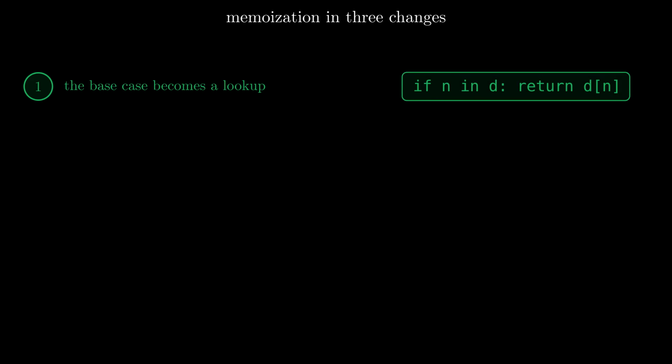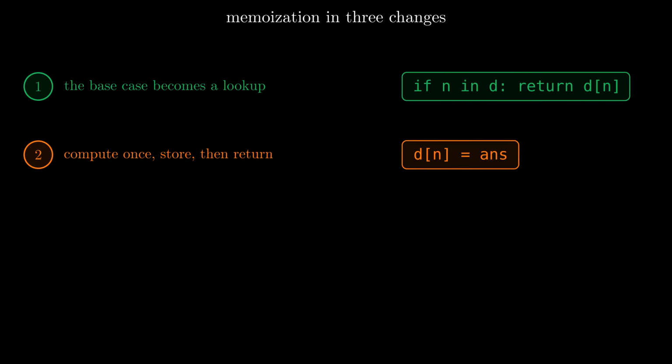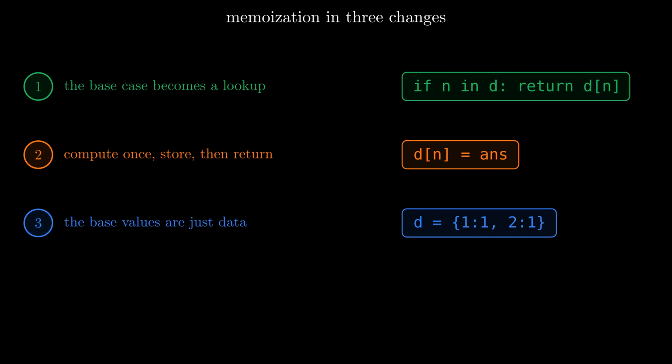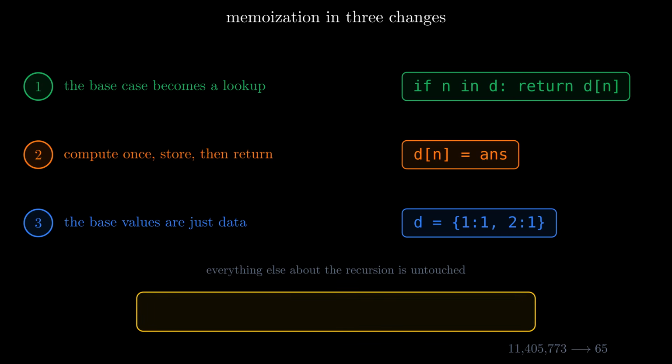Memoization changes a recursive function in 3 small ways. First, the base case becomes a question: is n already in the dictionary? If so, return the stored value. Second, the recursive step computes each value once, stores it in the dictionary, and only then returns it. Third, the original base cases become nothing more than preloaded entries. Everything else about the recursion is untouched. So whenever a recursive function keeps solving the same subproblems, remember the pattern. Check the dictionary first and compute only when you must.